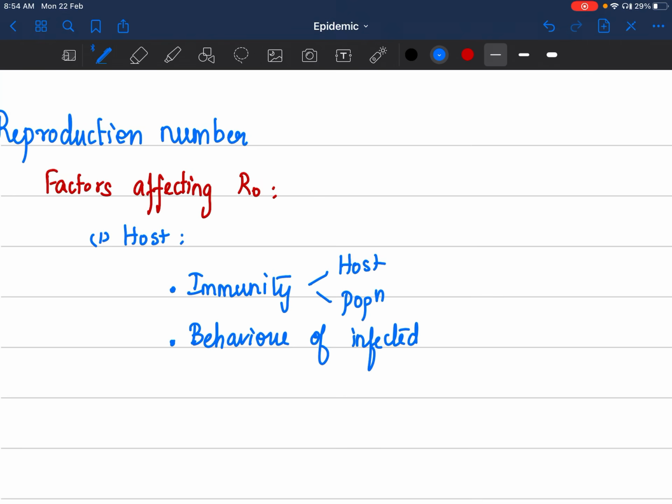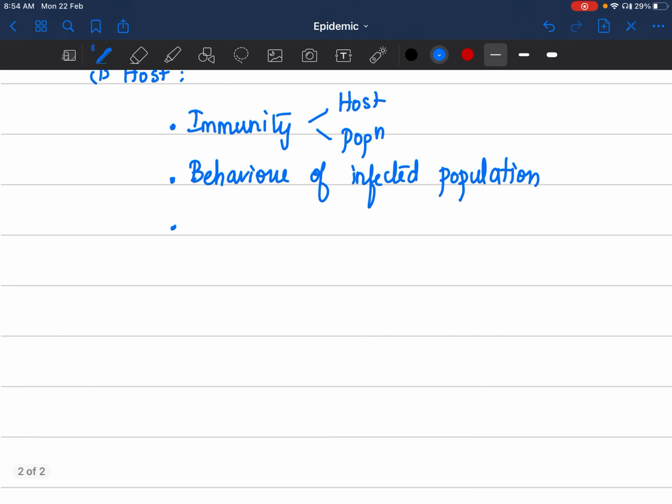Like in COVID right now, you see some of them are being very careful, but some of them are flippant about the protective measures, right? Then the number of susceptible contacts the infected person is going to interact with. So number of contact interactions, let's put it like that.